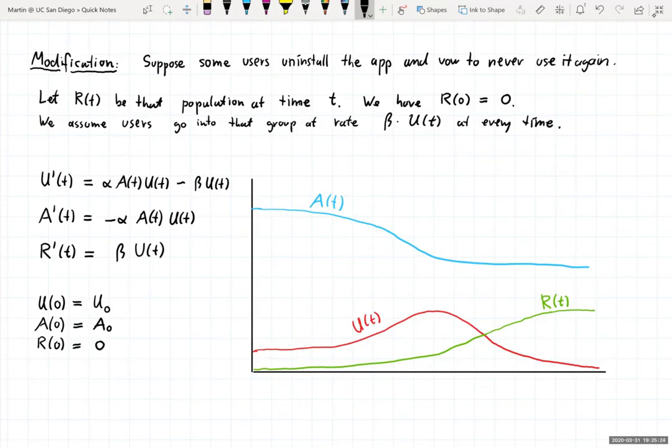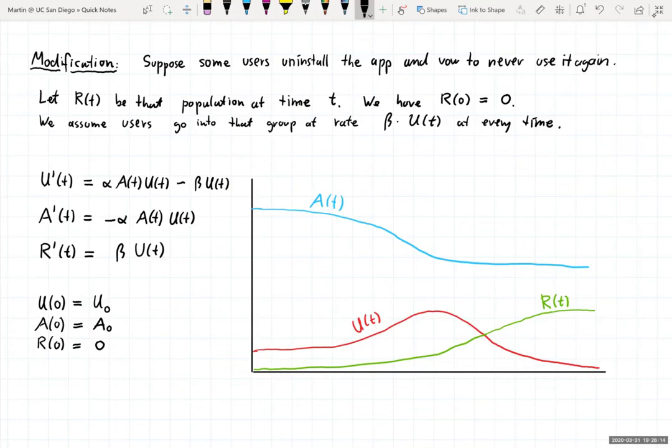So the differential equation that describes U prime of t now involves two terms. On the one hand, we have alpha times A of t times U of t, which is the term associated with the growth, corresponding to this logistic differential equation. And then again, we have a constant decay, which slows down the growth or maybe makes it even negative. And that is modeled by this term minus beta times U of t. Now, still, A prime of t is just the same as before, namely minus alpha times A of t times U of t.